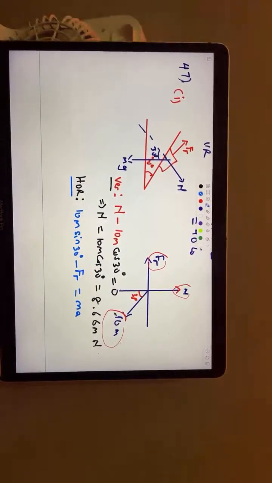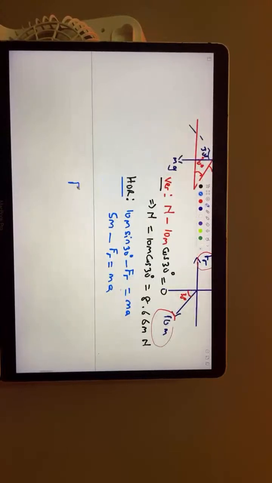I will now solve this. Sine 30 is 0.5, so that will be 5m minus Fr equals Ma. Now, what we also know is that frictional force is mu times normal reaction. I know my mu from the question, 0.35. Normal reaction, I've gotten that one as 8.66 m.